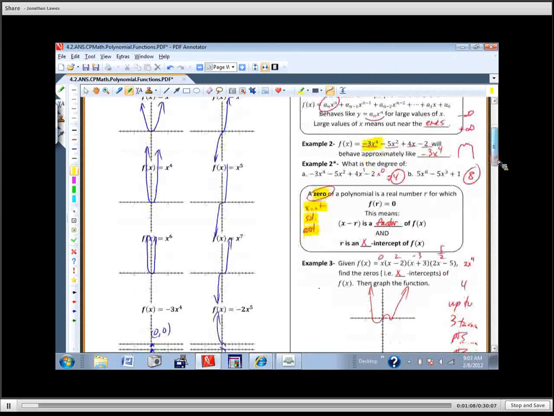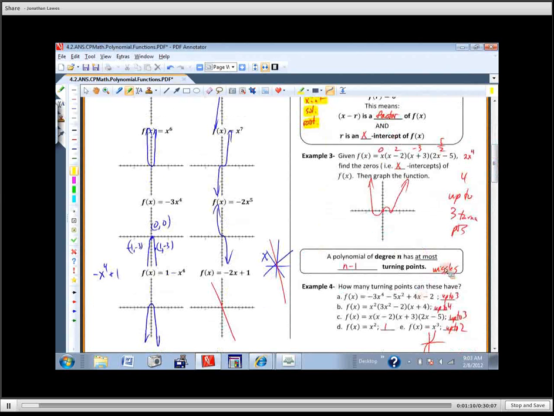We graphed a few of these, and then we talked about turning points, how many turning points it can have. So if I have a degree 7 polynomial, how many turning points can I have? Up to 6. It doesn't have to have 6, but it can have up to 6.